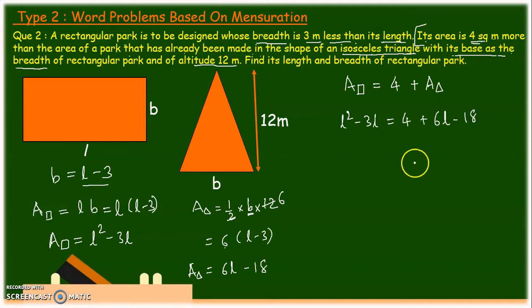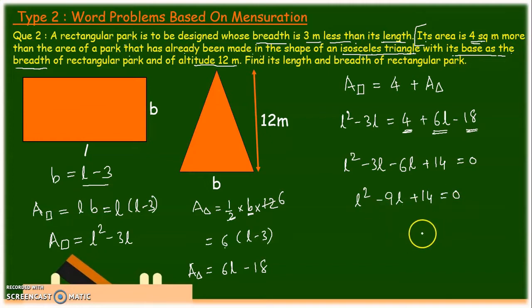Now if you simplify this, we will get the quadratic equation L square minus 3L. If you take this 6L to this side, it becomes minus 6L. And here 4 minus 18, that will be minus 14. If you take it to the left hand side, it becomes plus 14 equal to 0. So we get L square minus 9L plus 14 equal to 0. Now we can solve this equation easily.